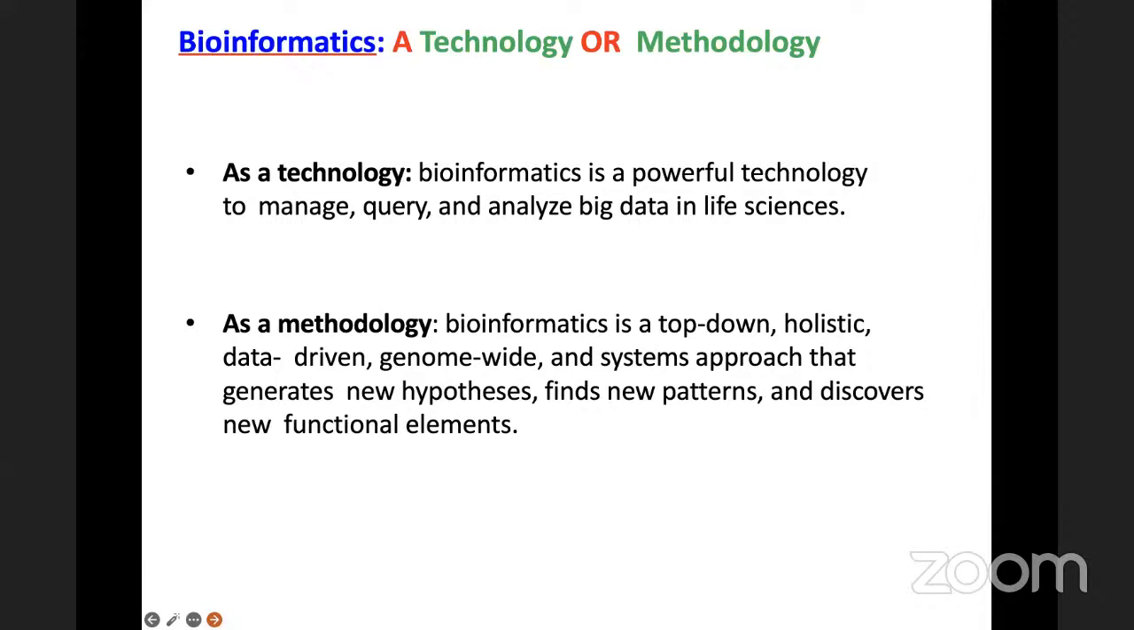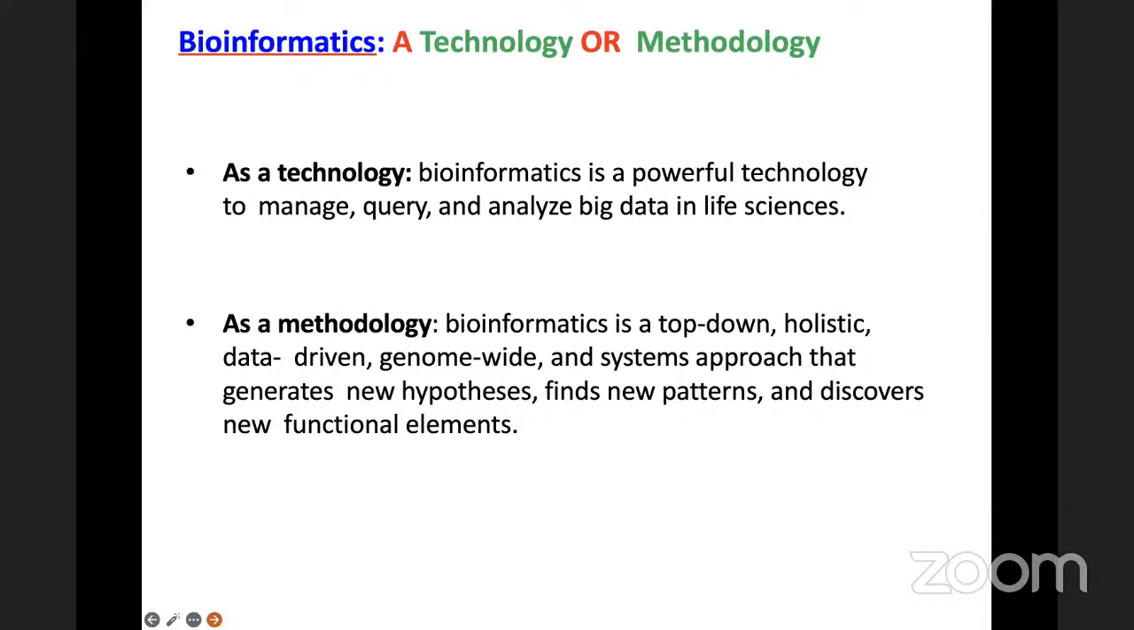But the short read sequencer like Illumina, a new machine NovaSeq, generates like 6 to 8 TB of sequence data. So you can imagine in one run you are able to get 6 to 8 terabytes of data. So the volume is very high. So as a technology, a bioinformatician's role is to store and manage that huge volume of data in a structured manner, right?